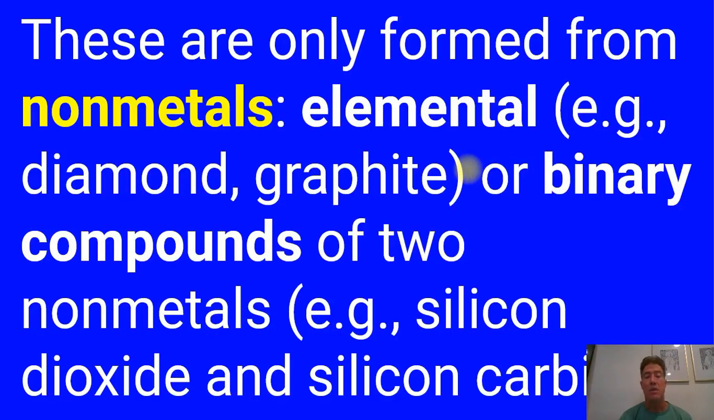These network covalent solids are only formed from nonmetals, and they can be elemental, as we saw in diamond and graphite, or binary compounds made up of 2 nonmetals. So silicon dioxide, for example, and silicon carbide.